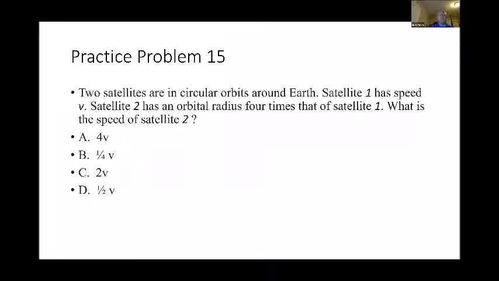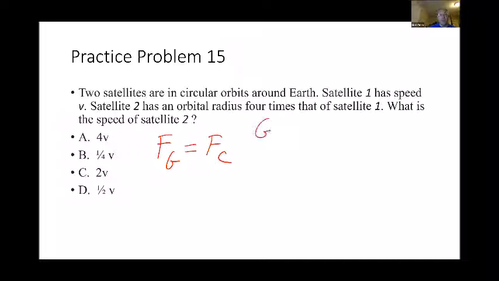All right, on this one, 2 satellites, each orbiting the Earth. Satellite 1 has a speed of v. Satellite 2 has an orbital radius 4 times that of satellite 1. What is the speed of satellite 2? So here's the way you're going to have to approach this one. Think of it this way. The force of gravity is what causes the centripetal force that makes these satellites orbit the Earth. So let's set those two equal to each other.